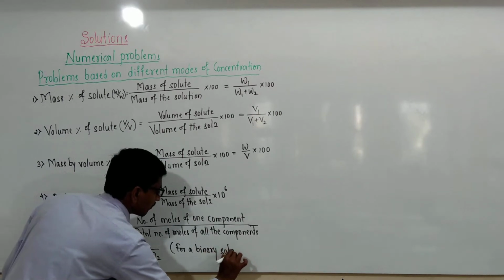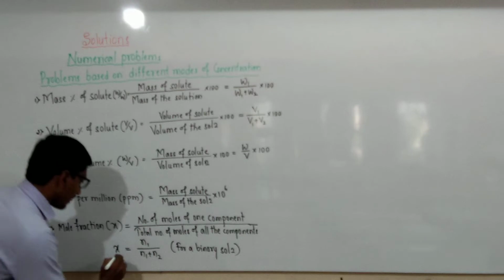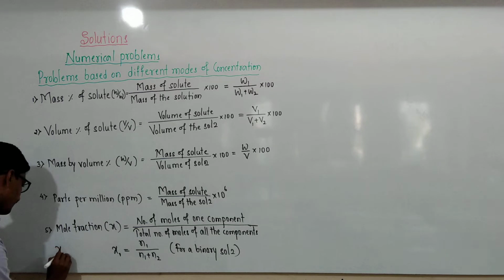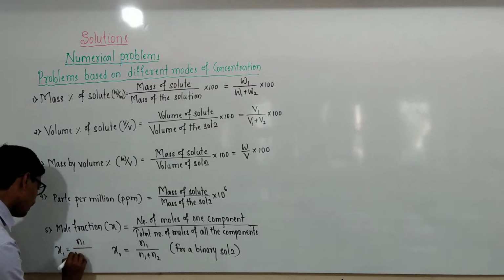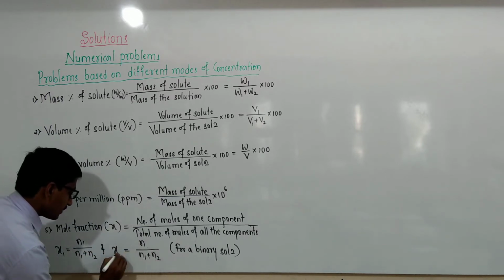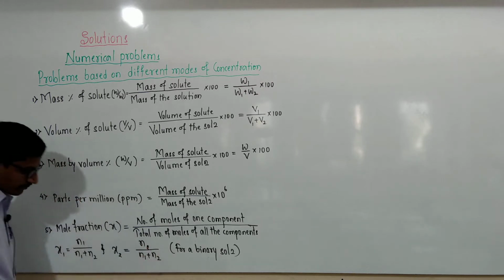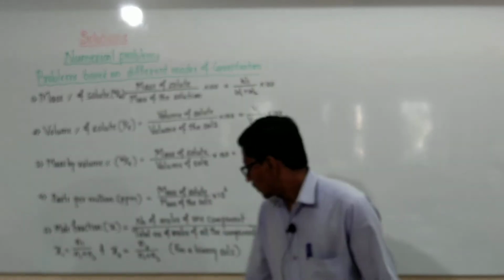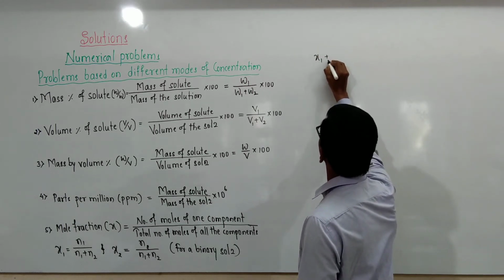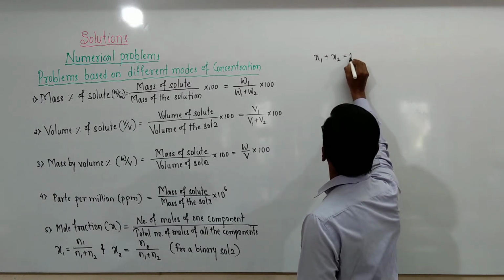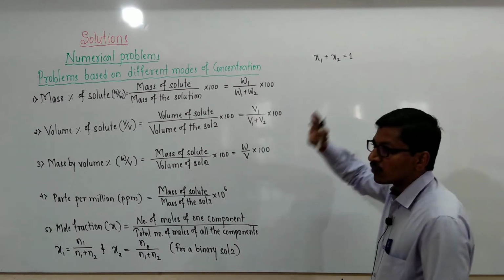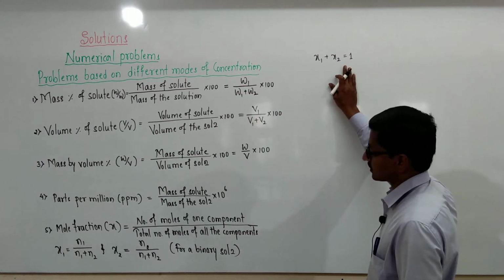Binary solution means only two components, and this is called X1, and X1 is equal to N1 by N1 plus N2, and X2 is equal to N2 by N1 plus N2. And for binary solution, sum of mole fractions of all the components, that is X1 plus X2 is equal to 1. If one mole fraction is known, another mole fraction of component can be easily calculated by using this formula.